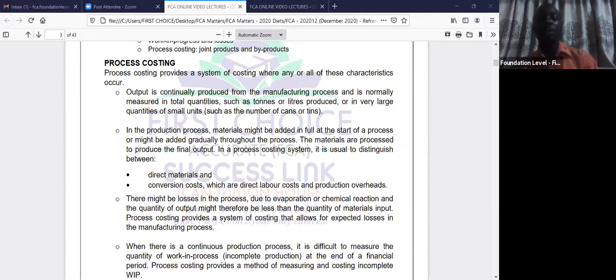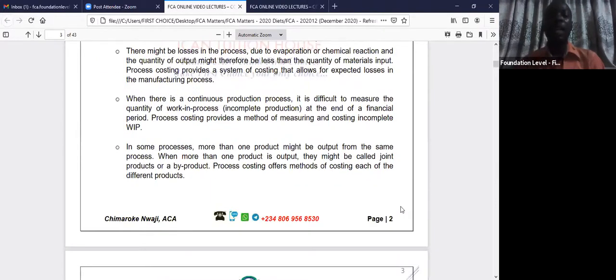Okay, now when there is continuous production, at the end of the year, let's say December 31st, we find out that there is some, we are using bread as an example. There is some bread that has not been fully packaged. Whenever a product is ready to be sold, that is when it is a finished product. But if it is not in the form where it can be sold, it is still work in progress.